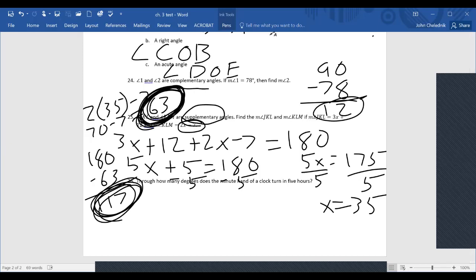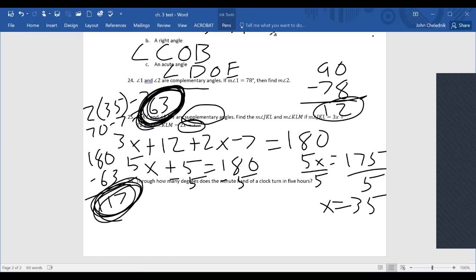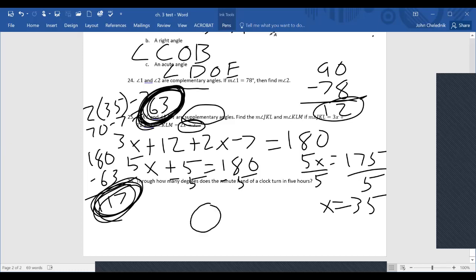It says, through how many degrees does the minute hand of a clock turn in 5 hours? Well, the minute hand goes around once every hour. So they're basically asking, how many degrees does it turn if it goes around 5 times? Okay, so 360, 720, 1080, goodness gracious, I actually don't know.